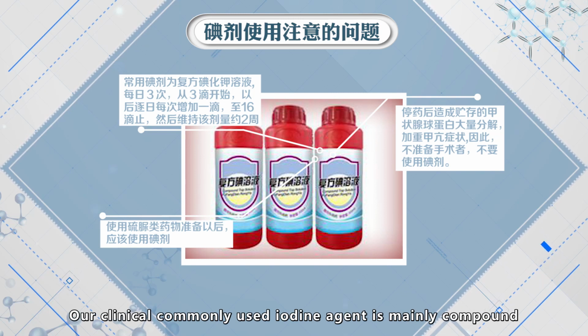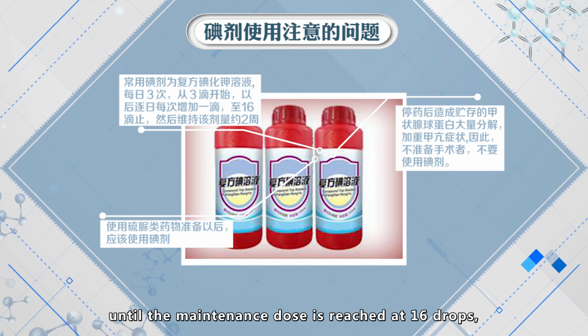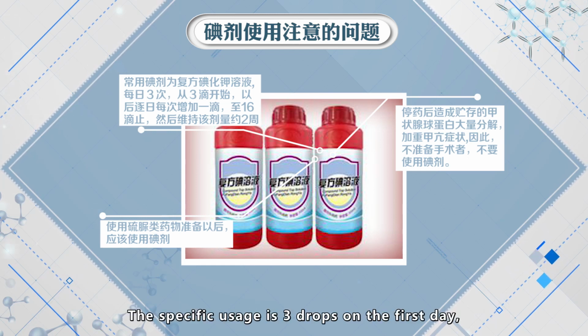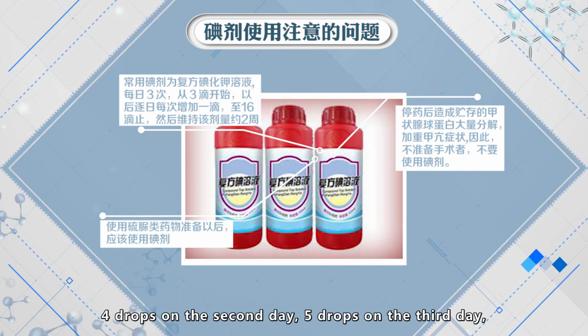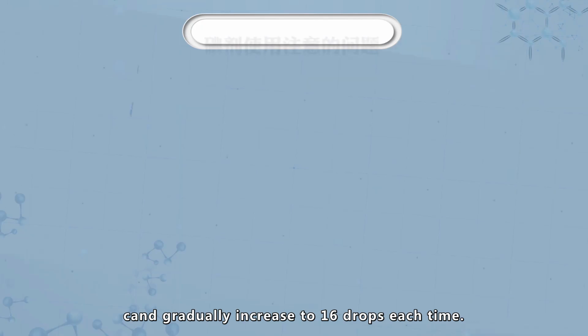Our clinically commonly used iodine agent is mainly compound potassium iodide solution, also known as Lugol's iodine solution. Method of administration: 3 times a day. Start with 3 drops and increase by 1 drop each day until the maintenance dose of 16 drops is reached, which can be maintained for 2 weeks. The specific usage is 3 drops on the first day, 4 drops on the second day, 5 drops on the third day, and gradually increasing to 16 drops each time.